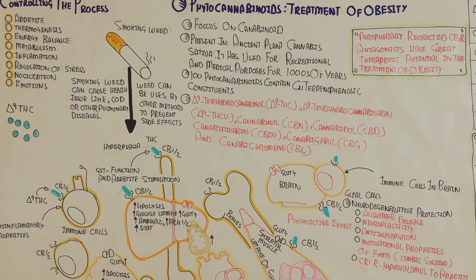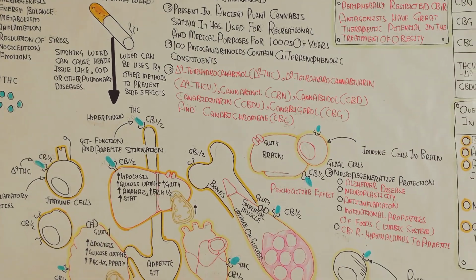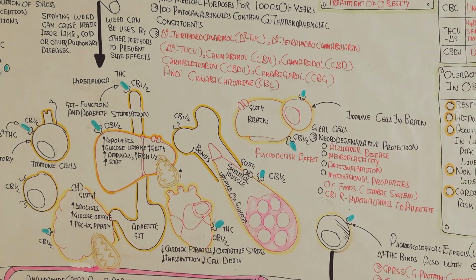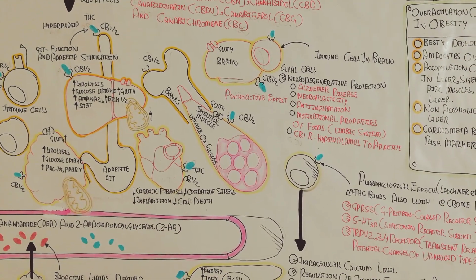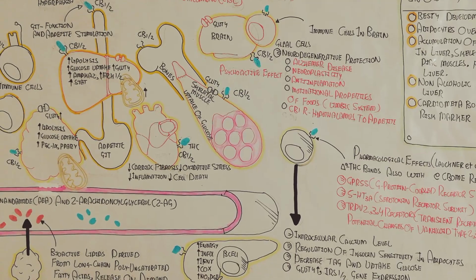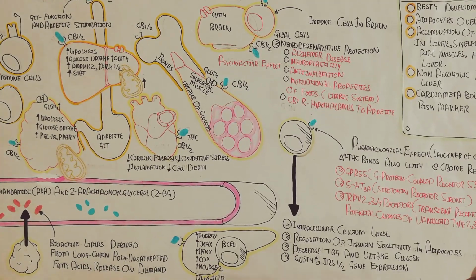I hope this makes sense. In this video, we have discussed phytocannabinoids, which occur naturally in the weed, cannabis, or marijuana plant, and the treatment of obesity. Thanks for watching. Bye.